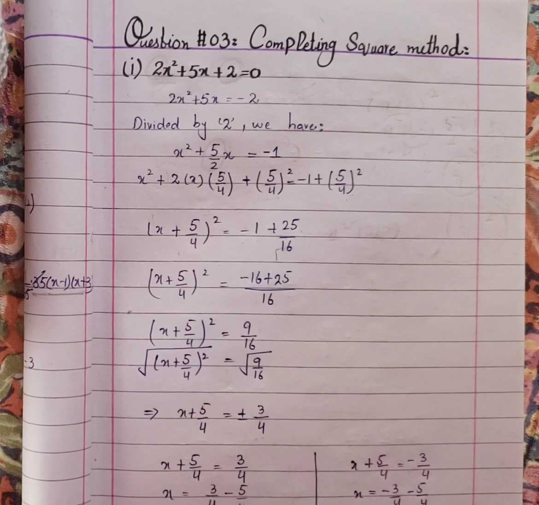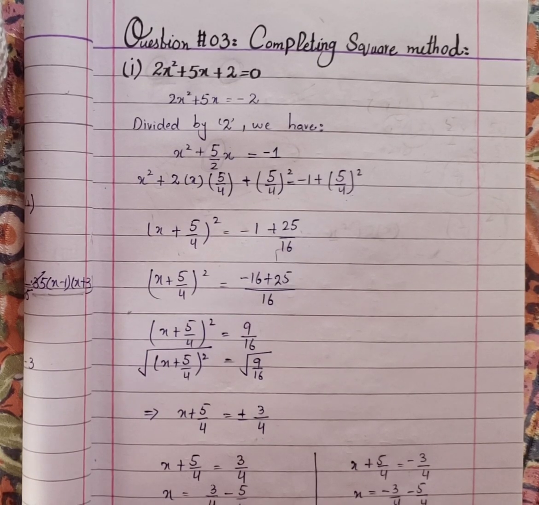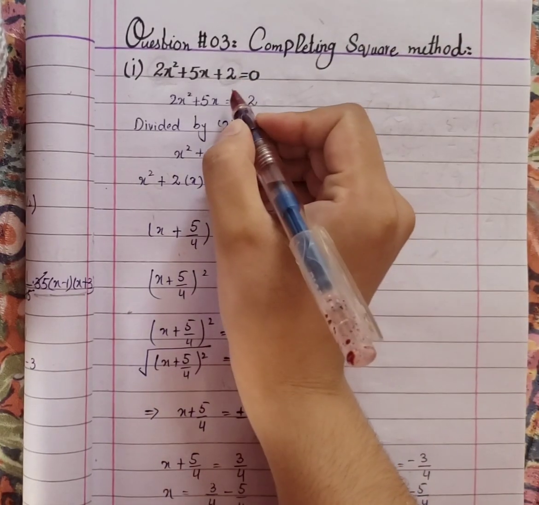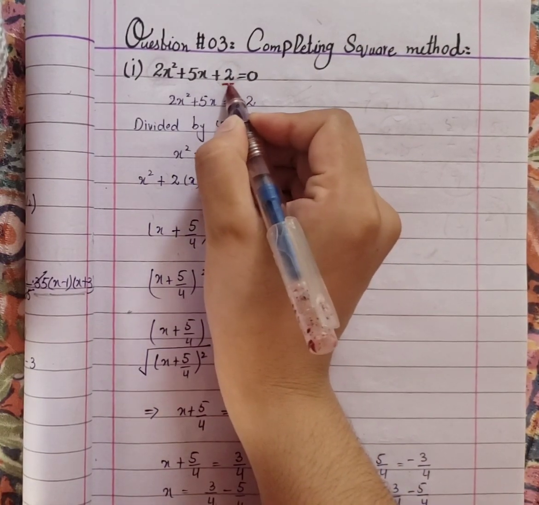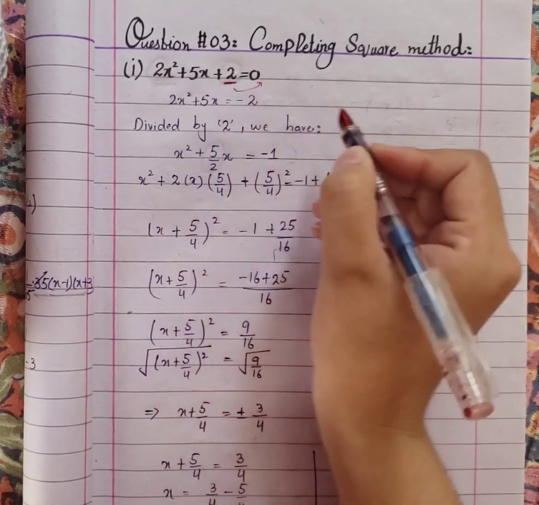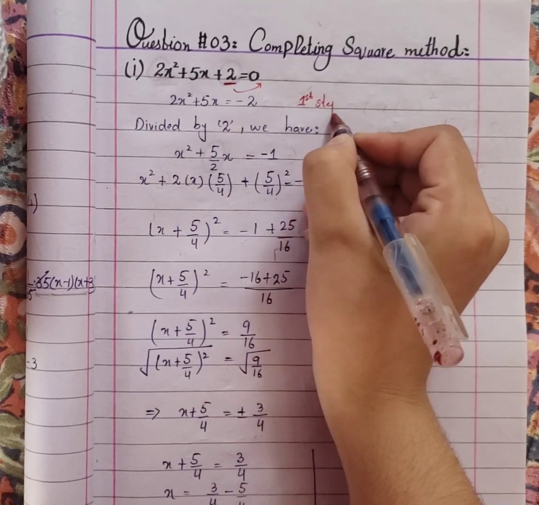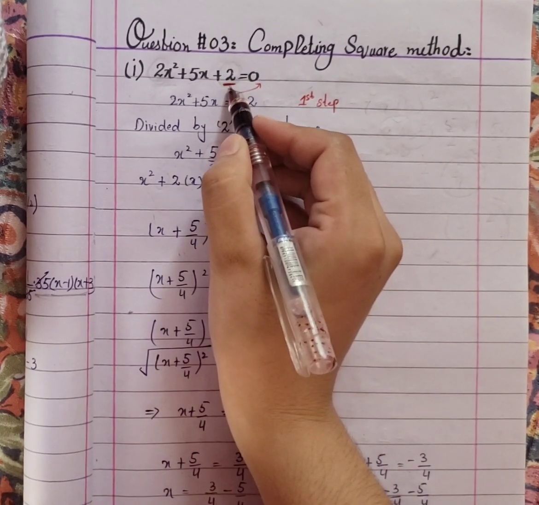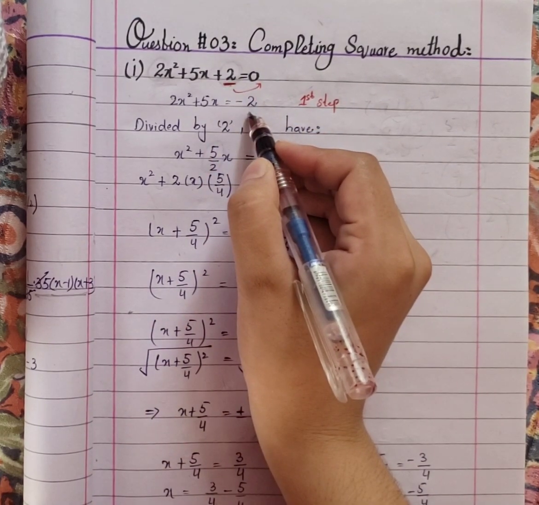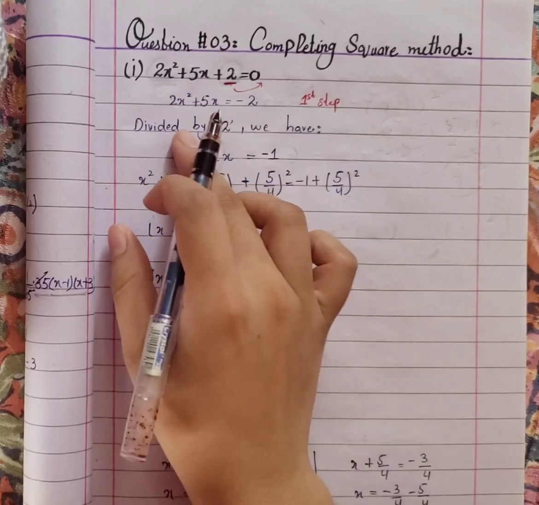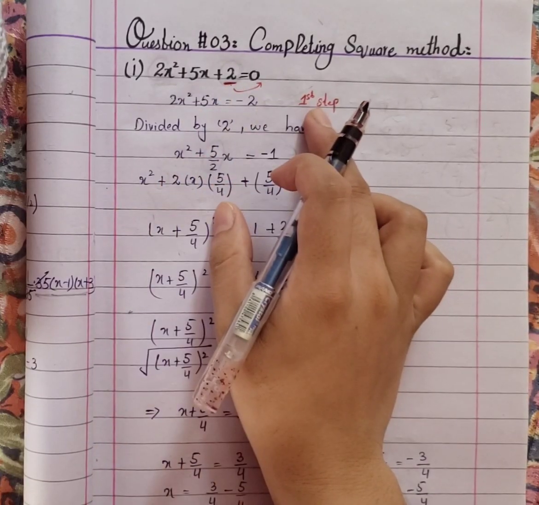First question, 2x square plus 5x plus 2 is equal to 0. This is a quadratic equation. We have to find the root of this equation. Okay, our first step student is that you have to move this constant on the other side. This is our first step. Okay, here 2 is positive, on the other side it will become minus 2. This is first step. You have to move your constant on the right hand side.